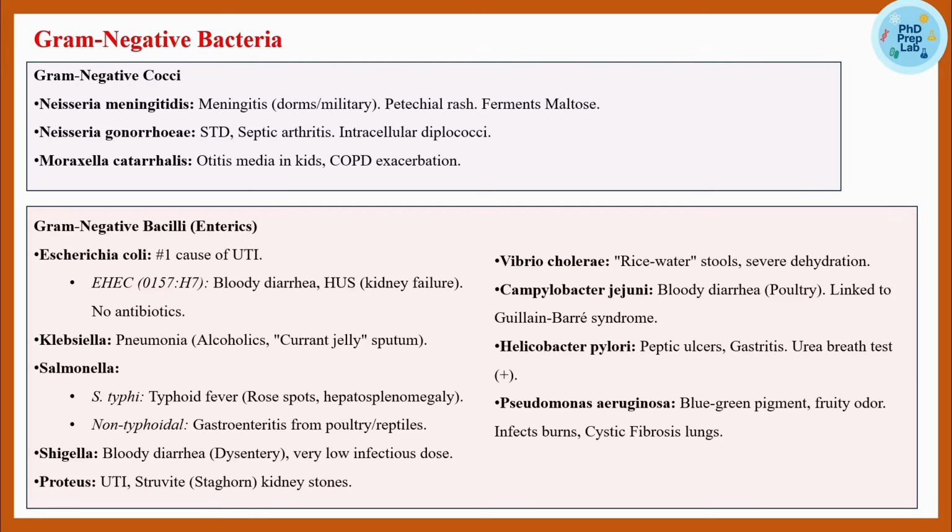Now we have gram-negative bacteria, which cause certain types of disease, like Neisseria meningitidis, Neisseria gonorrhoeae, which causes an STD. Then we have Moraxella catarrhalis, which causes otitis media in kids. Then you have E. coli, which is the number one cause of UTI or bloody diarrhea or HUS, kidney failure. You have Salmonella, Proteus, which also cause UTI. You have Vibrio cholerae, which causes cholera, the rice water stools. Then you have Helicobacter pylori, which causes peptic ulcers, gastric ulcers, and other diseases.